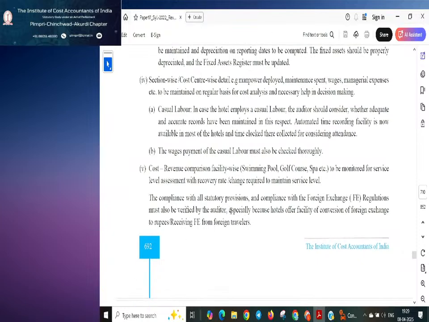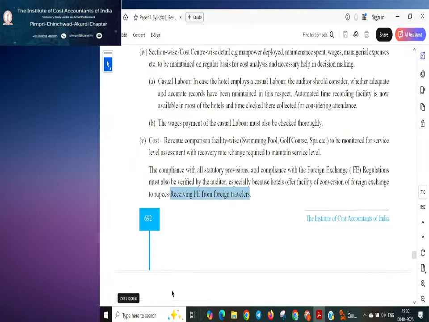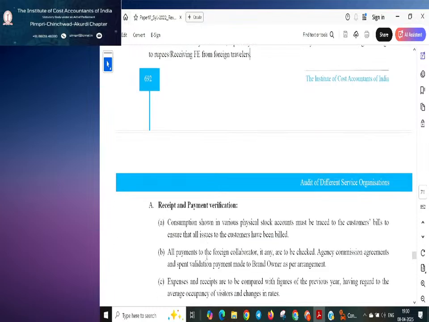The compliance with all statutory provisions and compliance with the foreign exchange regulations must be verified by the auditor, especially because hotels offer facility of conversion of foreign exchange to rupees and receive foreign exchange from foreign travelers. This is very important.